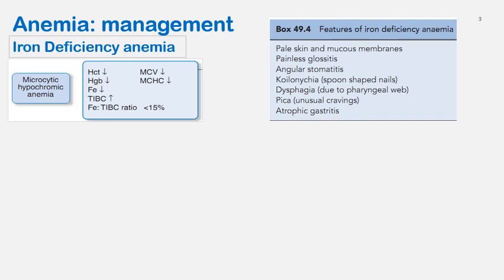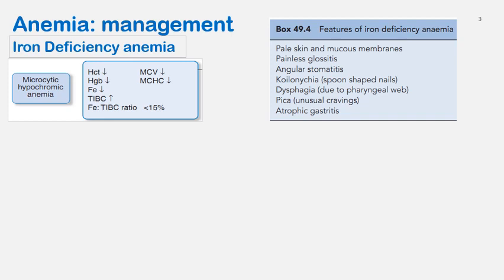But the total iron binding capacity is increased, and the mean corpuscular hemoglobin concentration is low, بمعنى آخر أن concentration of hemoglobin داخل الخلايا ينخفض. The mean corpuscular volume is low because the cells are microcytic.